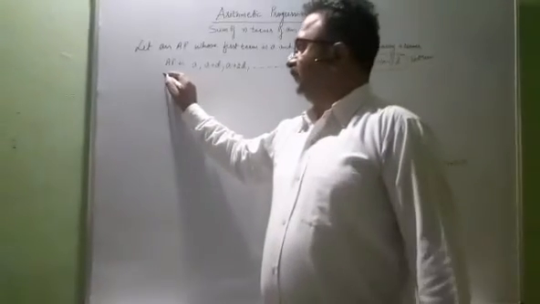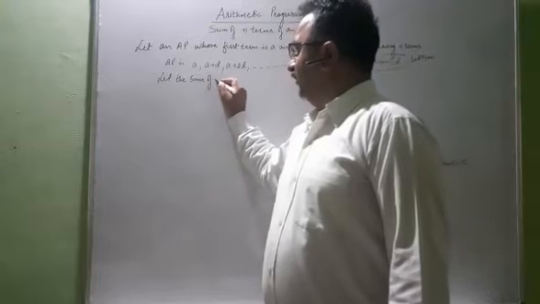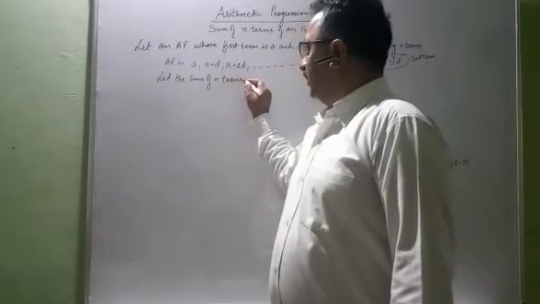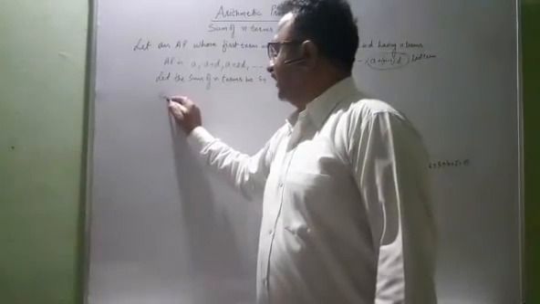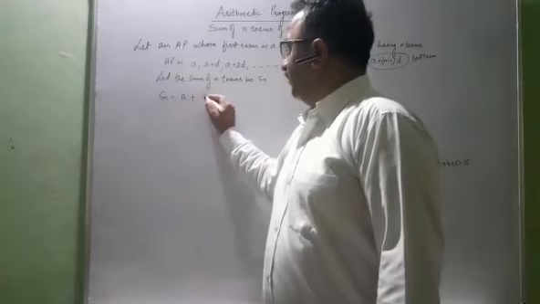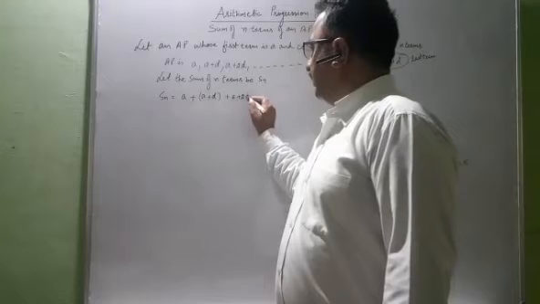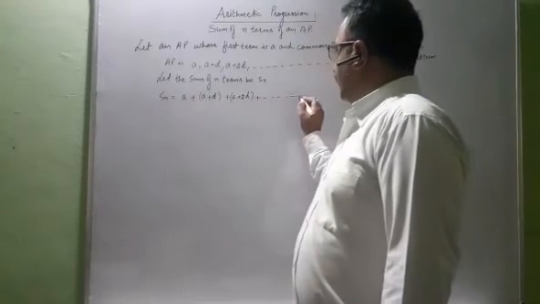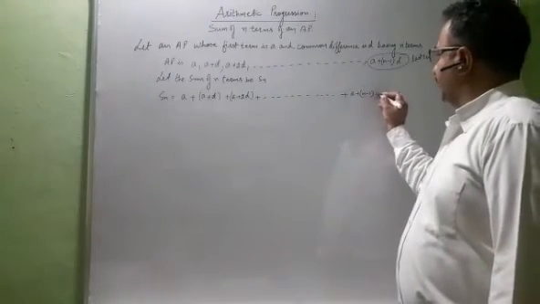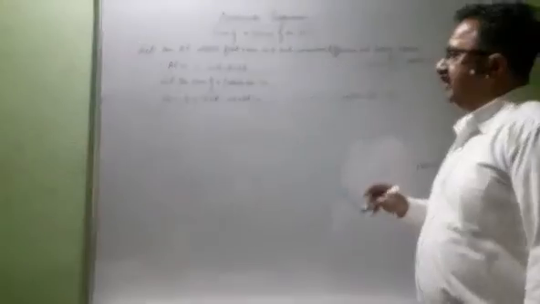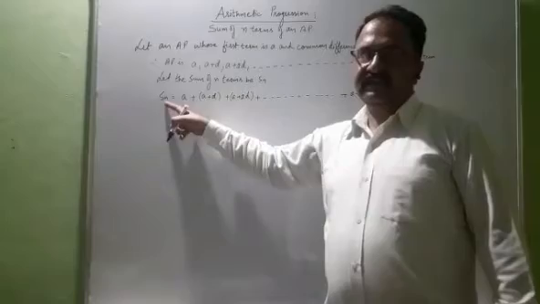So let us suppose the sum of n terms be Sn. Now Sn can be written as A plus (A plus D) plus (A plus 2D) and so on, plus (A plus (n minus 1)D). This is equation number 1. So we added all the terms and the answer is Sn.